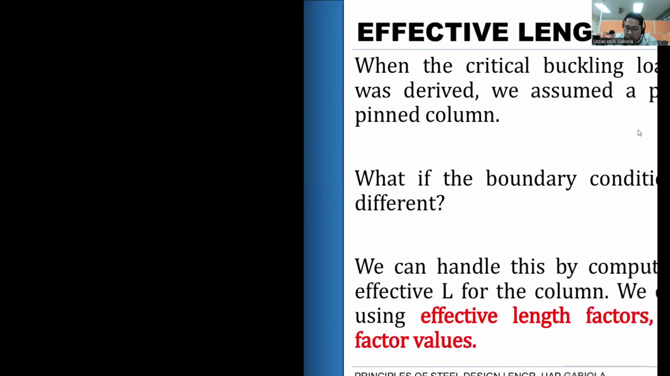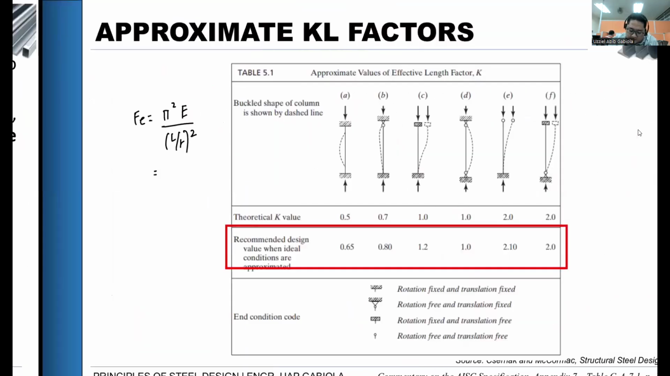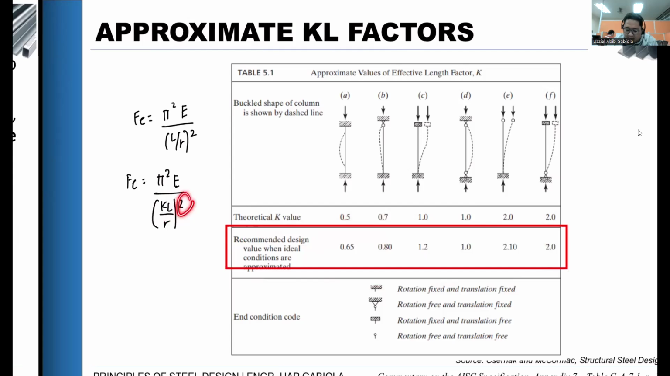Pero since meron tayong effective length factor, ito, mag-change na siya, no? Para applicable na siya sa lahat ng support condition. Magiging pi squared E over KL over R squared. Okay? And as you can see, si KL, ito yung effective length. Pag ginamit mo, nasa denominator siya. So, kapag ang ginamit mo is yung recommended, since nasa denominator siya, tapos naka-squared, mas lalaki yung value.